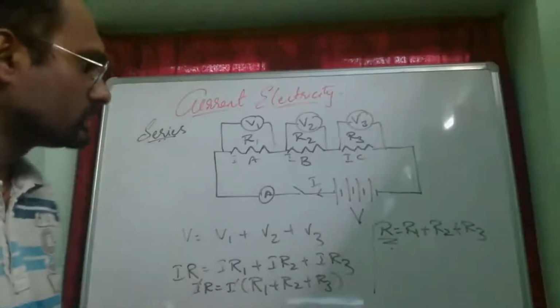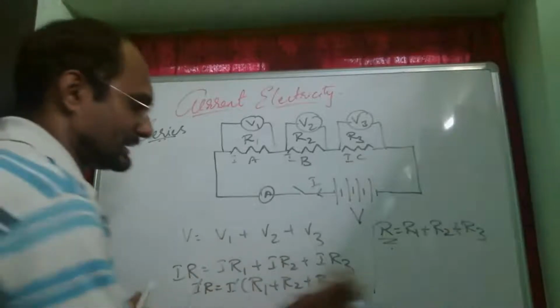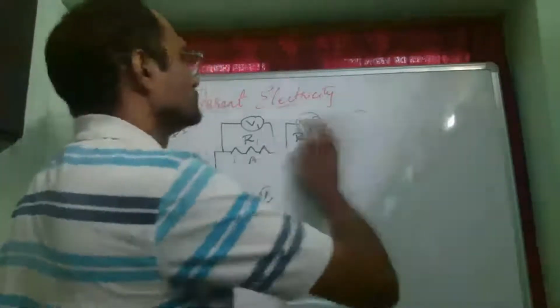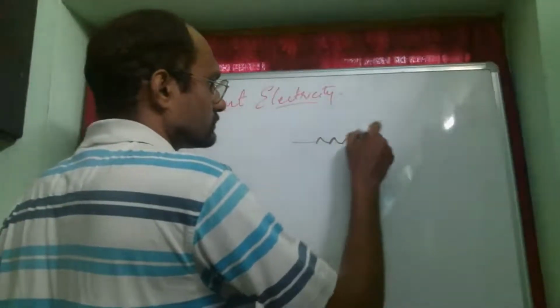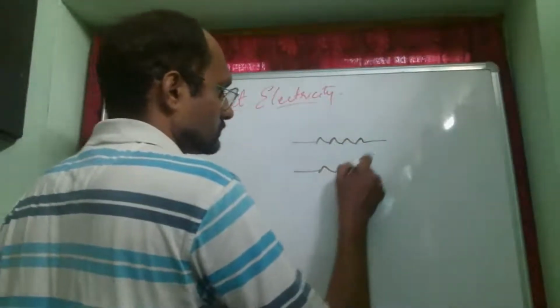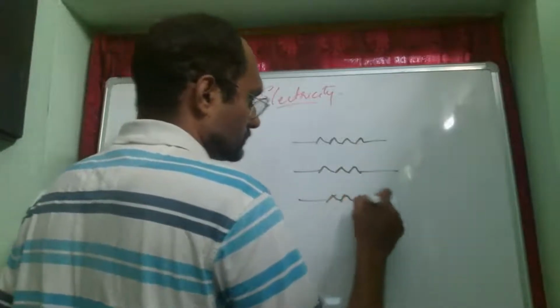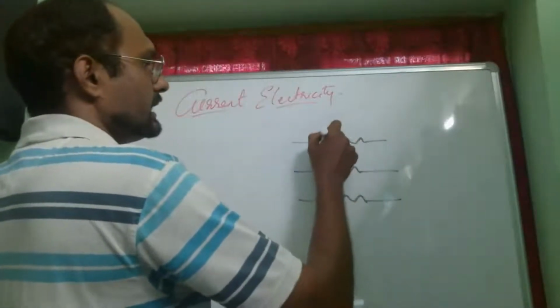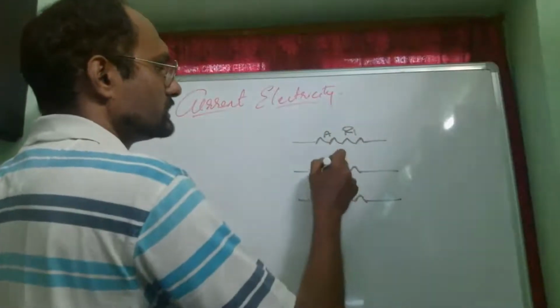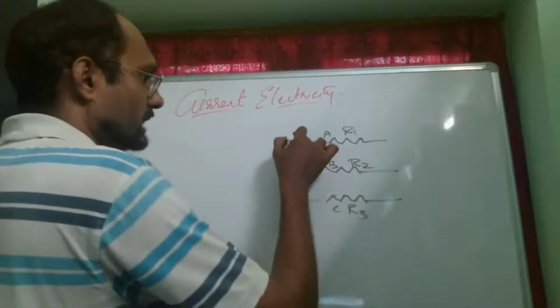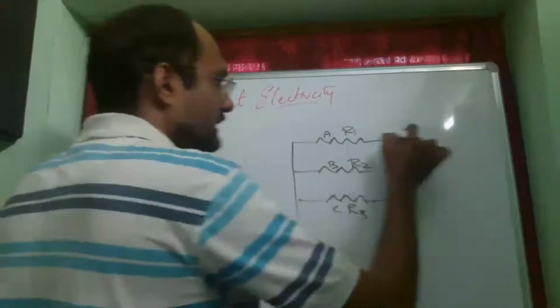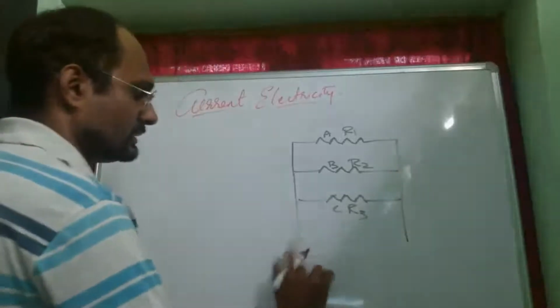Now what if the combination is slightly changed? If we have the resistors connected like this, I name this as A, which offers a resistance of R1. This is B, which offers resistance R2. This is C, which offers resistance R3. And look at the way it is connected. These three are connected.